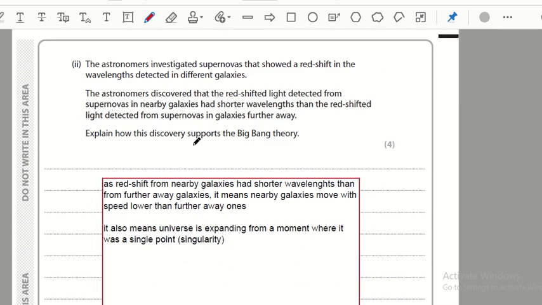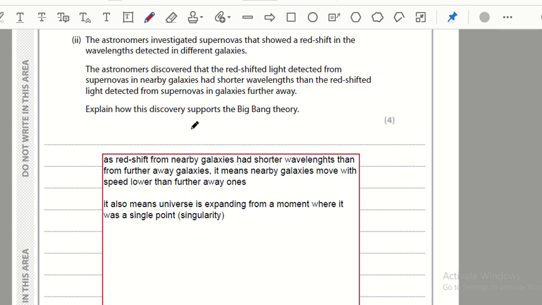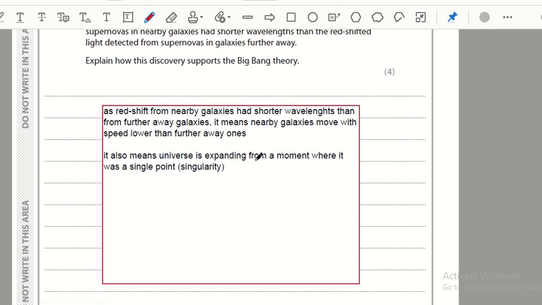So this means that nearby galaxies, which have shorter redshift, are moving with slower velocity than those of the further away galaxies. Okay, and this also means that the universe is expanding from a point which is the singularity.